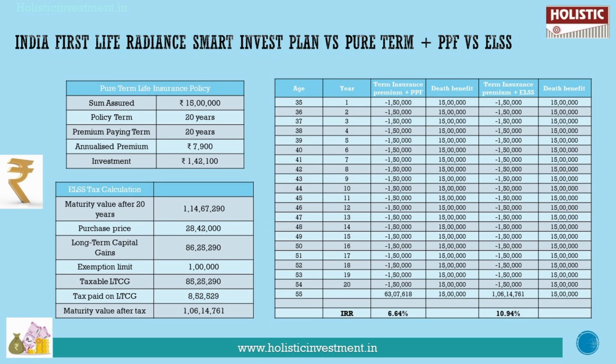Also, if you look at the combination of investing in a term insurance policy plus ELSS, the return we get after 20 years, the IRR is 10.94%, and the amount is 1 crore 6 lakhs 14,000. So here you can see that this is a post-tax value. Pre-tax value is 1 crore 14 lakhs, but the post-tax value is 1 crore 6 lakhs, which is definitely a drastic comparison compared to the India First Life Radiant Smart Invest Plan.